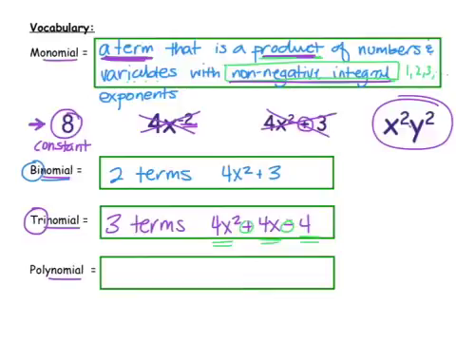And then a polynomial is a monomial or sum of monomials.